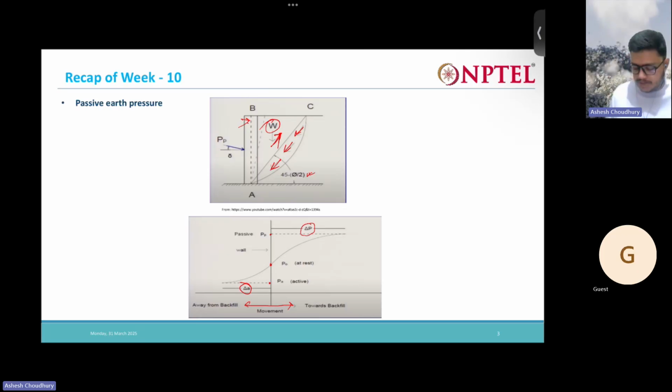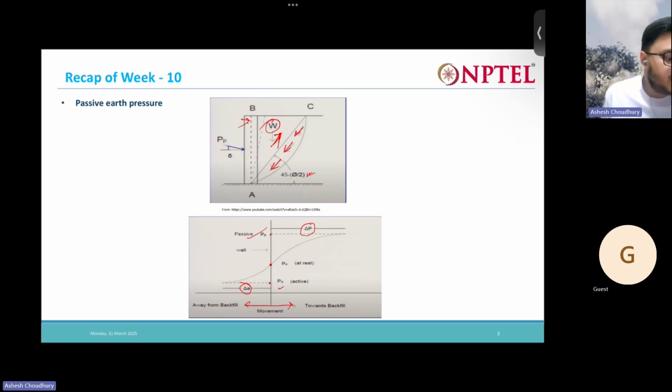A larger amount of displacement is required to mobilize the full passive earth pressure than the active earth pressure. Then also you can see that in the middle you have the at rest earth pressure. Higher than that will be the passive earth pressure, and lower than that will be the active earth pressure. Okay.